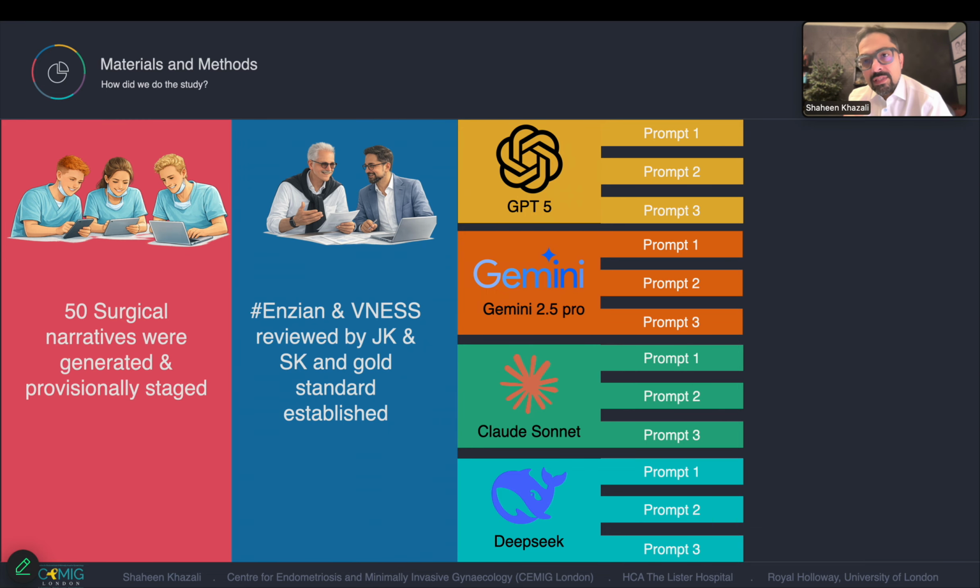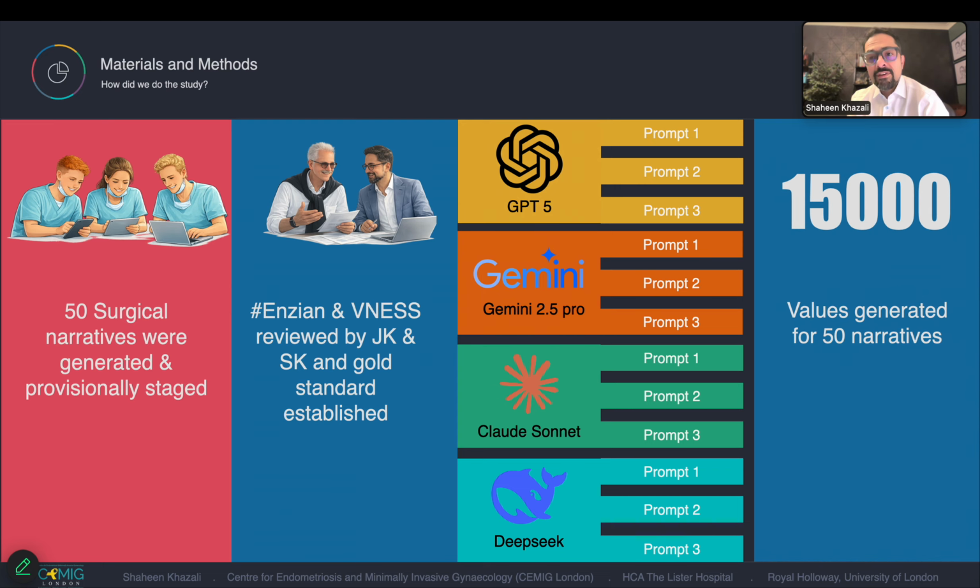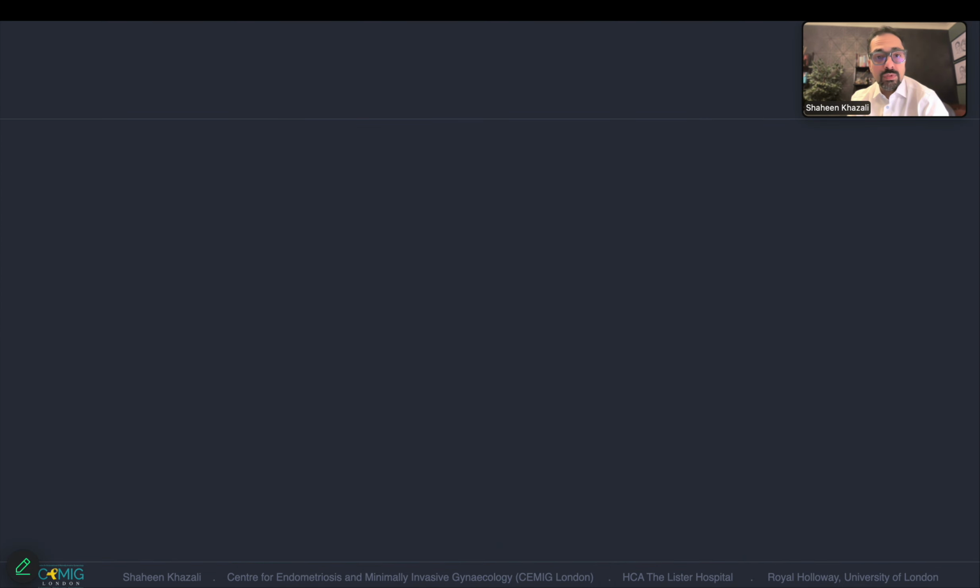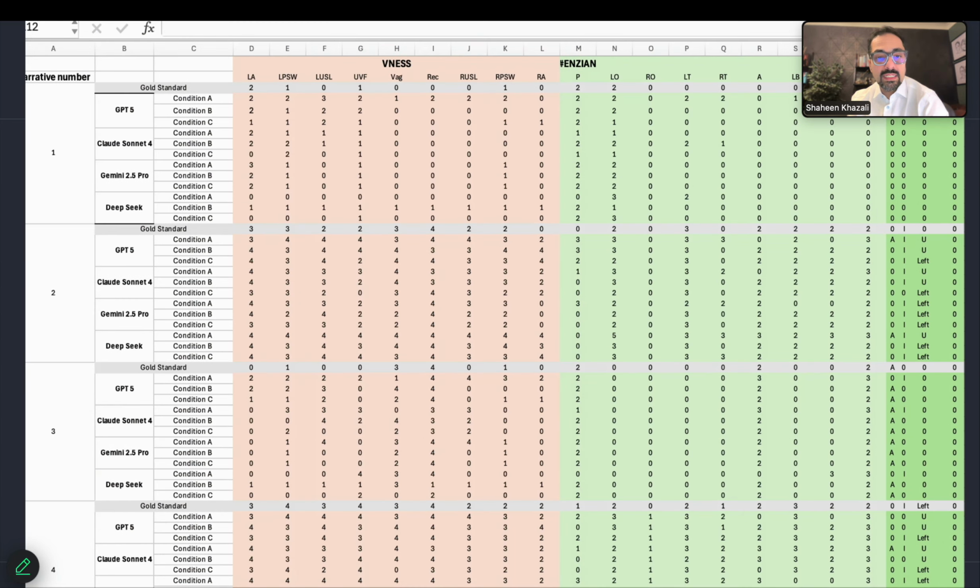And for each of them, we used 3 different prompts. I will explain what I mean. We asked them the same question 3 times, or we fed these models the surgical narratives separately and gave them prompts in 3 different stages. And that gave us 15,000 values, which you will see here. So it basically generated this Excel sheet.